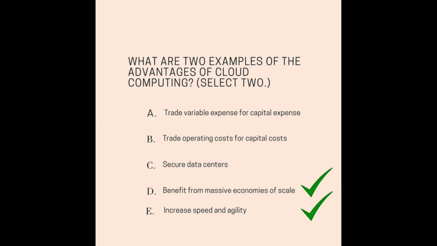Question 6. Answer is benefit from massive economies of scale and increased speed and agility. The 6 advantages of cloud computing are: trade capital expense for variable expense, benefit from massive economies of scale, stop guessing about capacity, increase speed and agility, stop spending money running and maintaining data centers, go global in minutes.